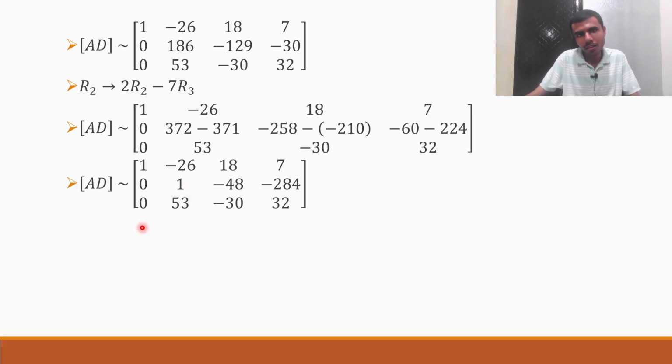Now using this R to make this and this 0. So how? Here I have a minus 26. To make minus 26 zero, I need plus 26. So my operation is going to be R1 implies R1 plus 26 R2.